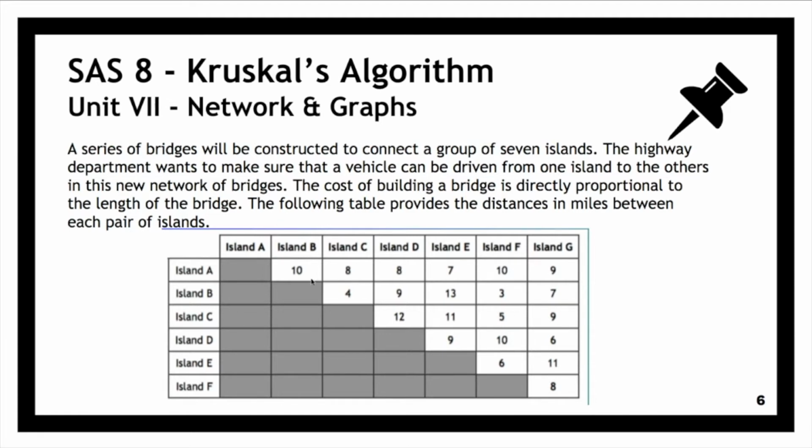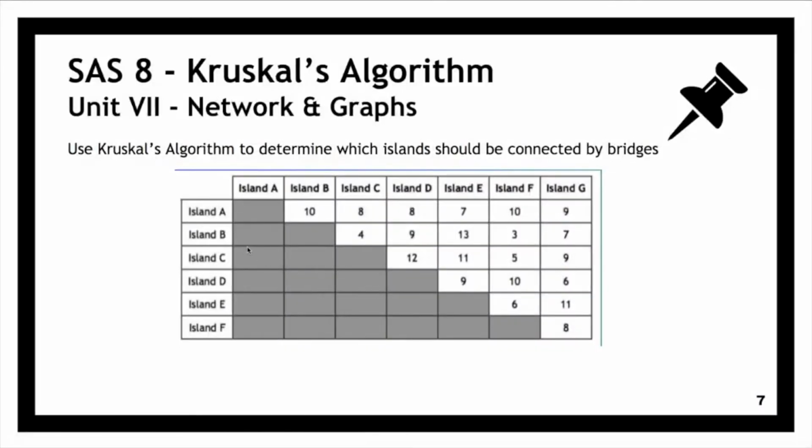As you can see, we've got 1, 2, 3, 4, 5, 6, 7 islands, and each one has a mile distance associated with it between the different islands. Now, these grayed out portions are there just so we don't duplicate the numbers and confuse the person that's using this table. All right, so we're going to use Kruskal's algorithm.